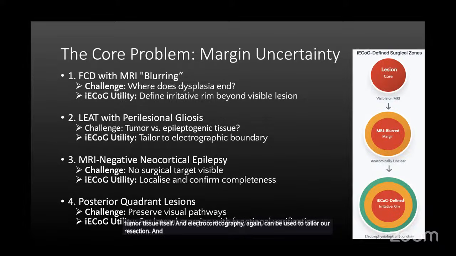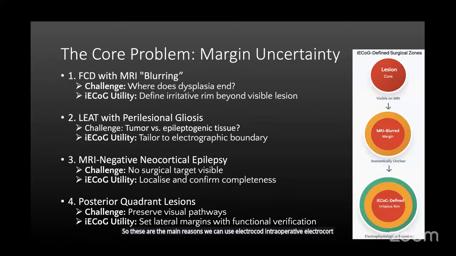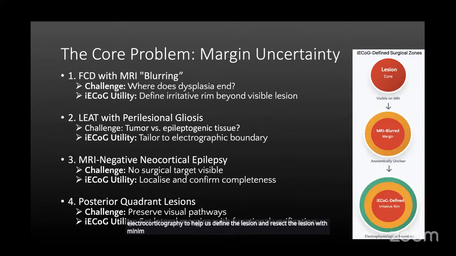And the third is MRI negative neocortical epilepsies, where there is no surgical target visible, either on the MRI or in anatomical visualization. In this case, ECOG helps us localize and confirm the completeness of resection. And finally, in posterior quadrant lesions, where the challenge is to preserve visual pathways, ECOG is able to help us set lateral margins with functional verification. So these are the main reasons we can use intraoperative electrocorticography to help us define the lesion and resect it with minimal morbidity.